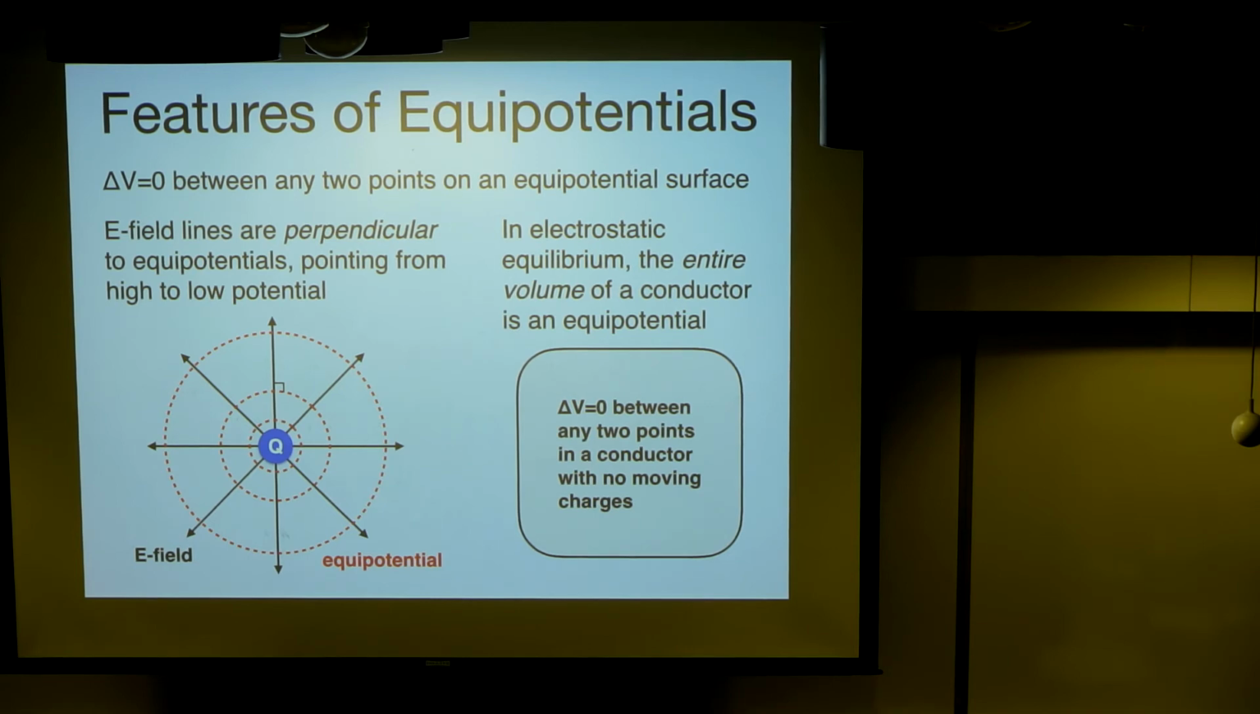Okay, the last point I want to make is that, let's say we have a conductor, and that conductor is in electrostatic equilibrium. Remember, this is just a fancy way of saying there aren't any moving charges within the conductor. In that case, the entire volume of the conductor will be an equipotential. So, in other words, if you just move between any 2 points within the conductor whatsoever, your delta V is going to be 0. So actually, for that last point, I just want to work that out for you real quick.